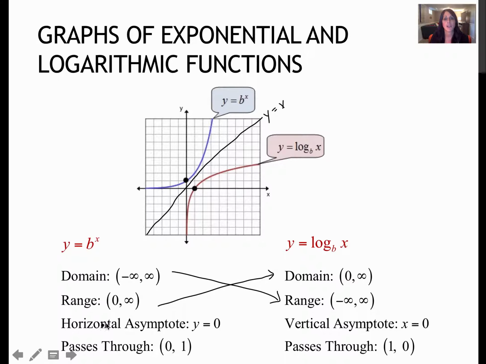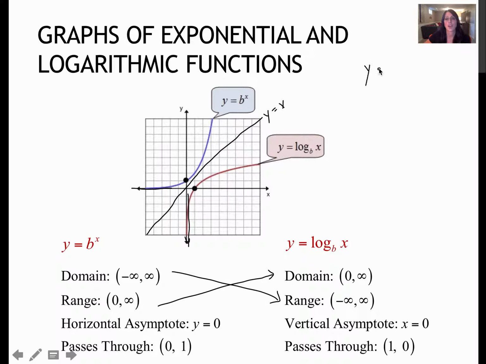The exponential function has a horizontal asymptote at y equals 0, so here it's approaching 0 as you move to negative infinity. A vertical asymptote on the logarithmic function means that, notice here, it's getting closer and closer to the y-axis. The exponential passes through (0, 1), and the logarithmic passes through (1, 0), which of course makes sense because they're inverses.